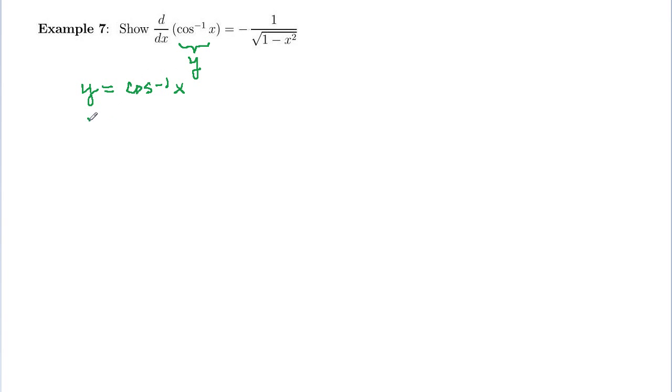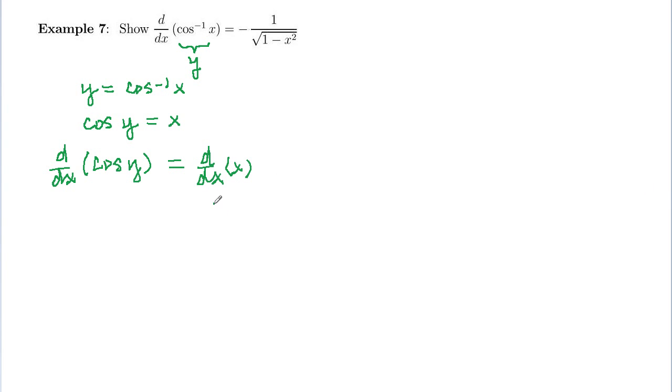So this is equivalent to saying cosine of y is equal to x. Y is the angle that when you take the cosine of it, you get x. Okay, so remember here y is a function. It's a function of x. So let's go ahead and differentiate both sides of this relationship with respect to x. So derivative of cosine y is going to be equal to the derivative of x with respect to x.